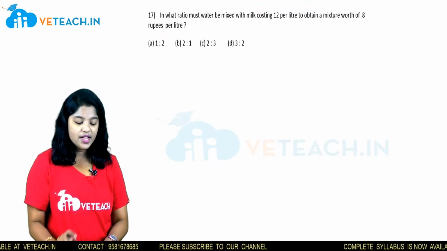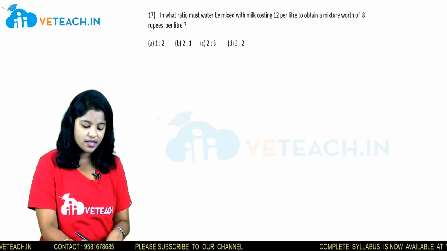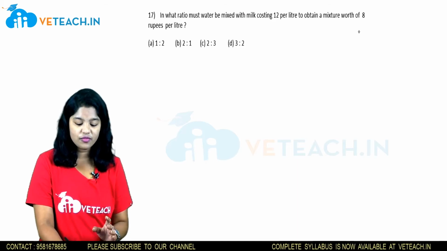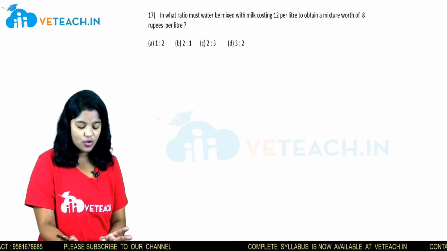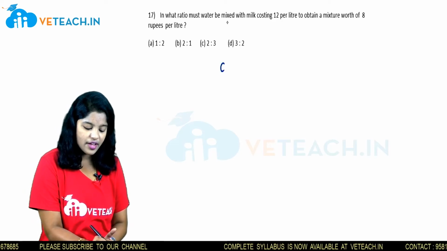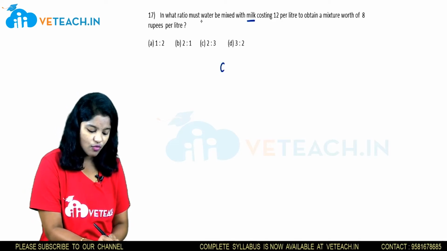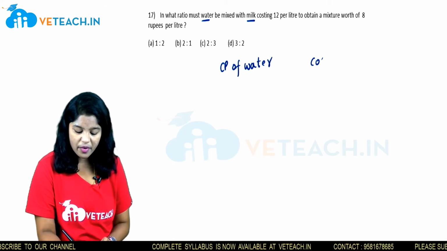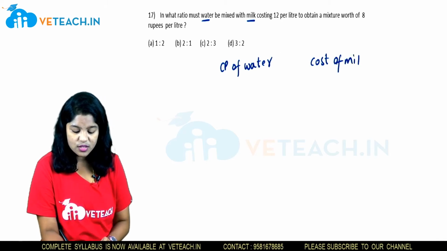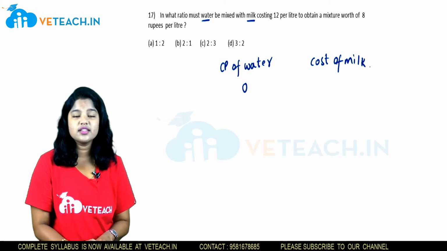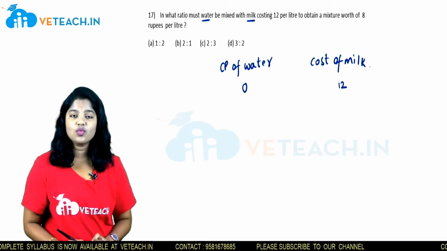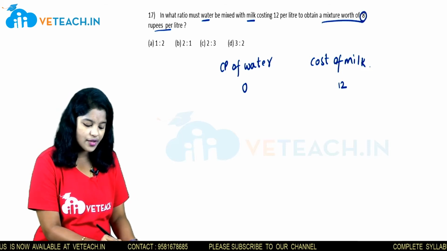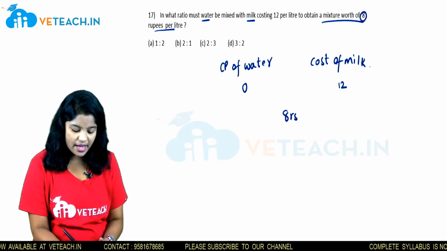See the next question. In what ratio must water be mixed with milk costing rupees 12 per liter to obtain a mixture worth 8 rupees per liter? We can easily do it by using alligation. Here we have two quantities, milk and water. The cost price of water is 0, and the cost price of milk is 12 rupees. They have given that the mixture should be worth 8 rupees per liter. So, the mean price is 8 rupees.